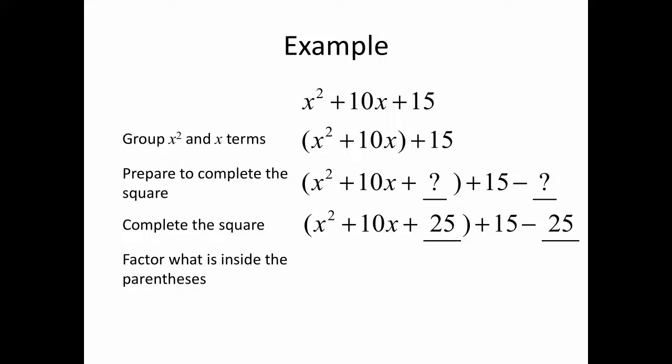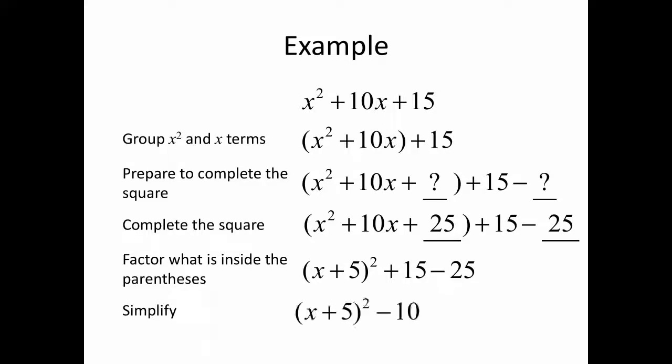Factor what's in the parentheses. In this case, that would be x plus 5 squared, and then simplify the constant term. And x plus 5 squared minus 10 is the result of completing the square on x squared plus 10x plus 15.